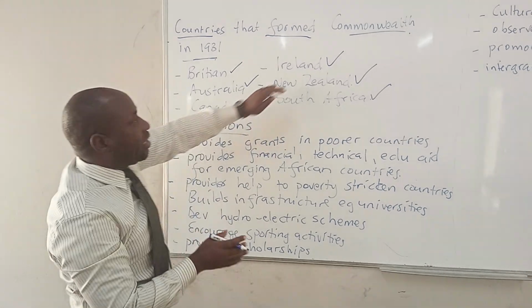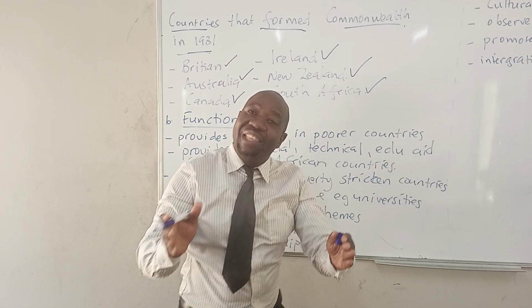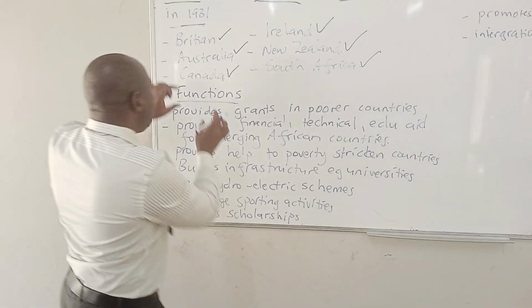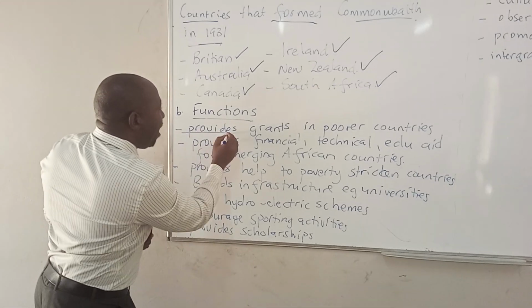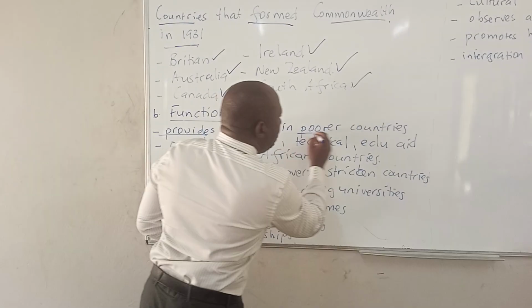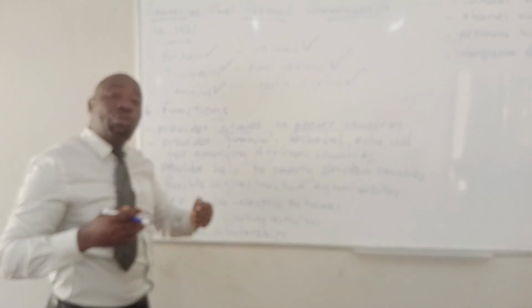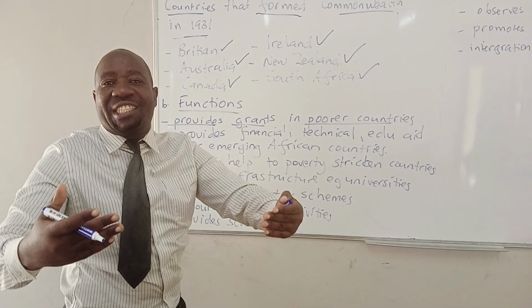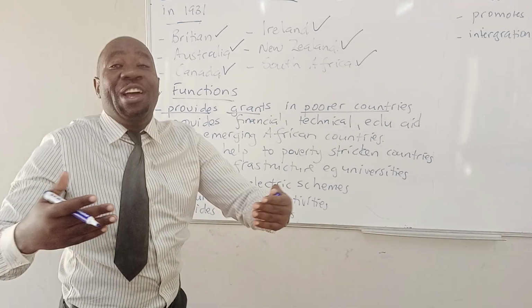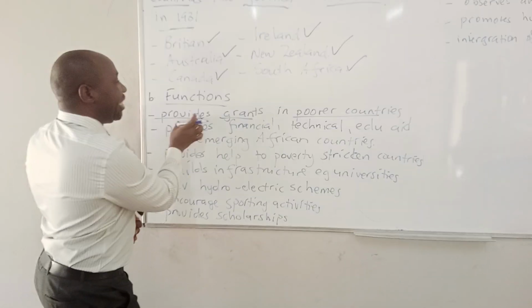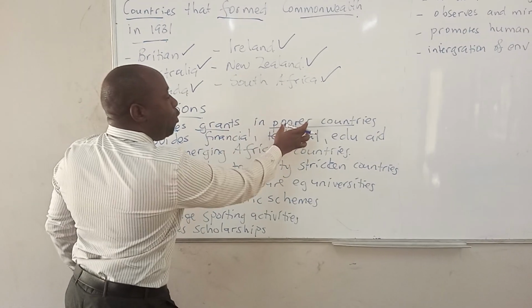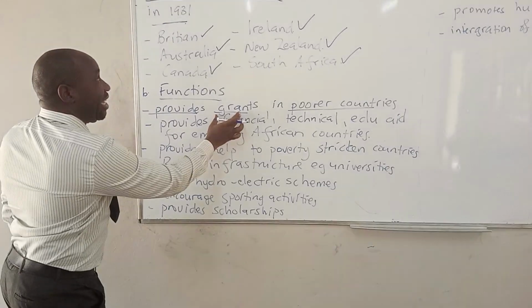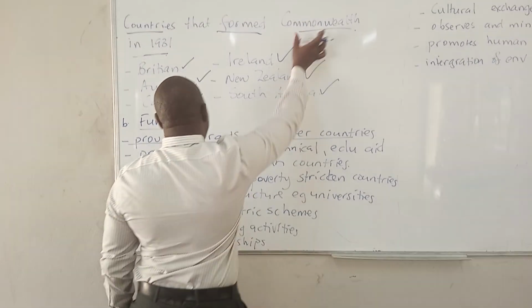What were the functions? What are these functions that the Commonwealth should perform? We see that the Commonwealth is supposed to provide grants for poorer countries. Grants, we're talking about money. So for countries that are struggling, it is the mandate of the Commonwealth to assist them financially. Poor countries, countries that are struggling, are assisted by the Commonwealth.